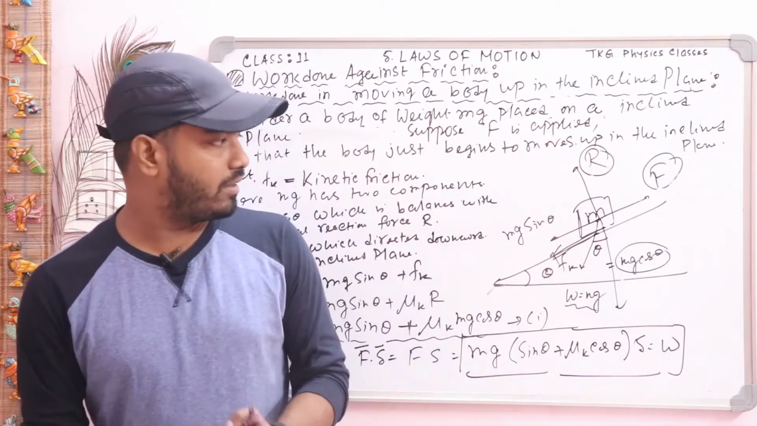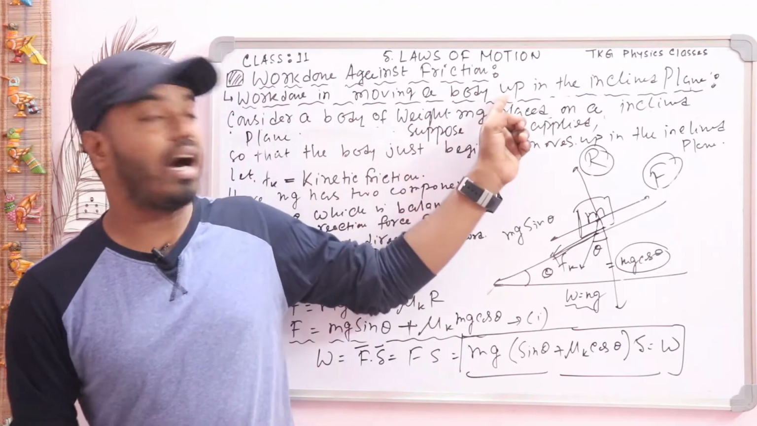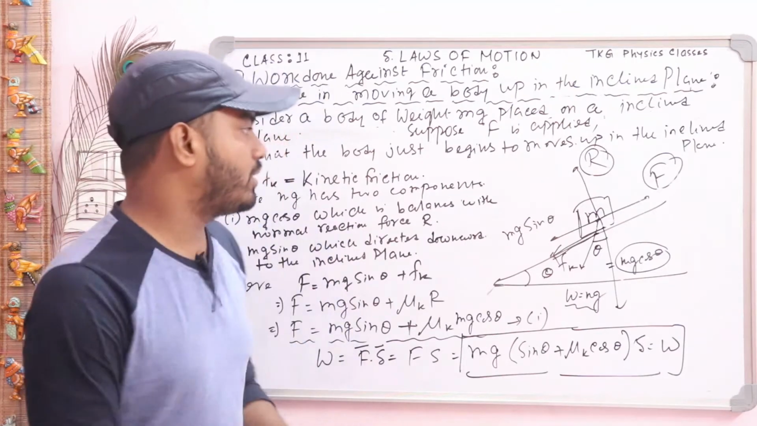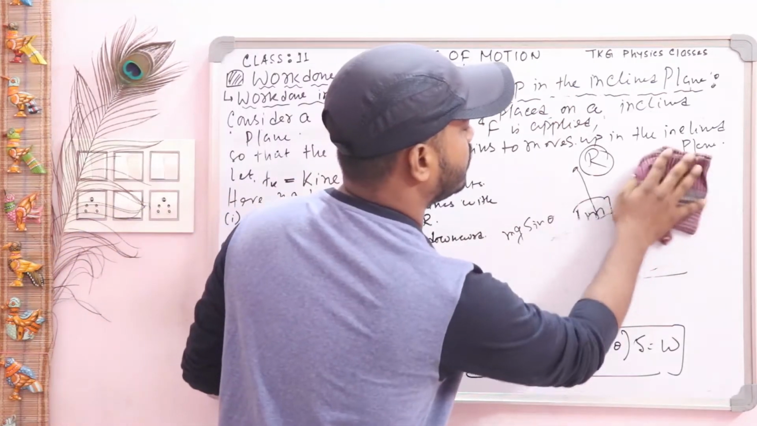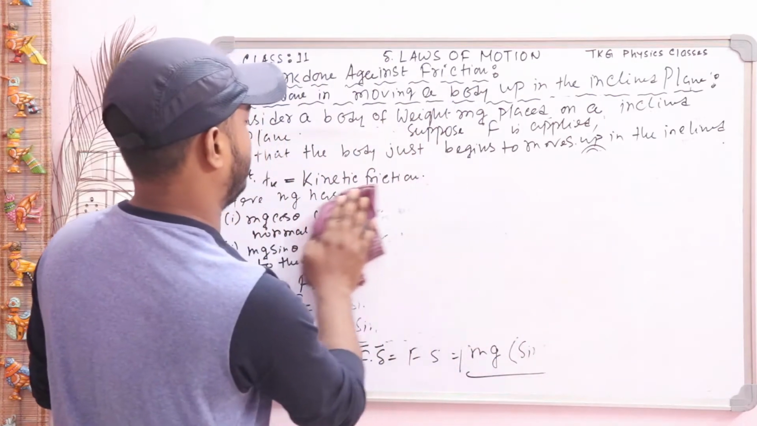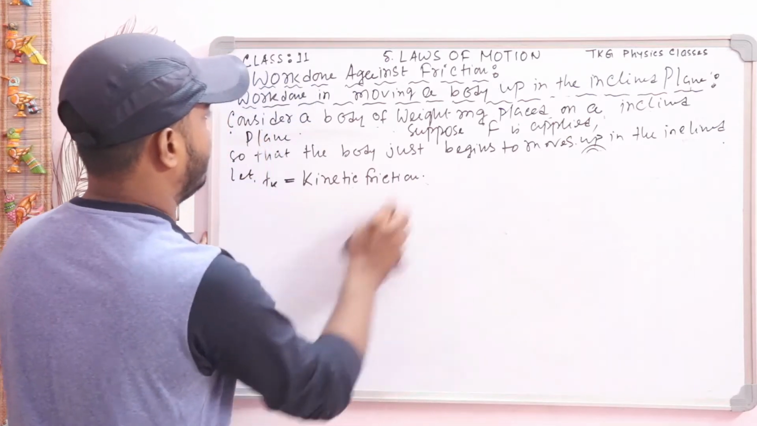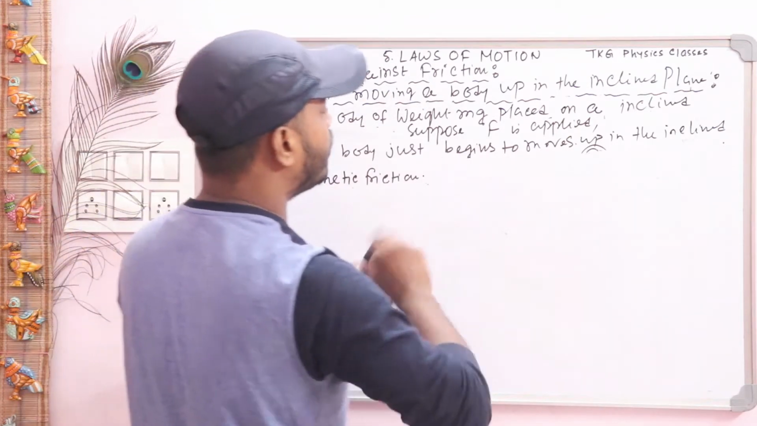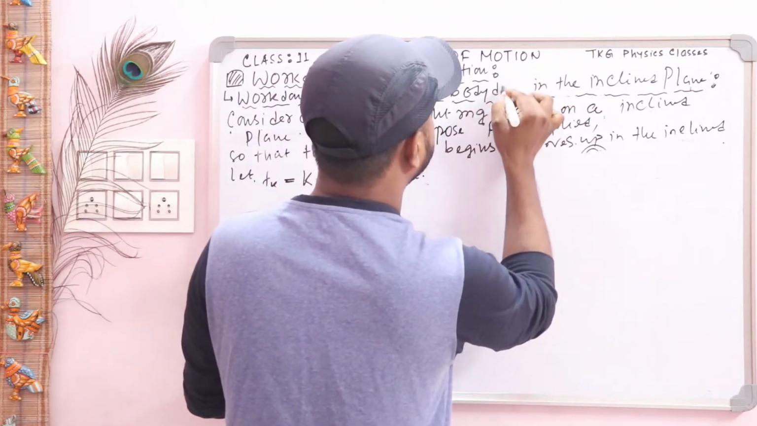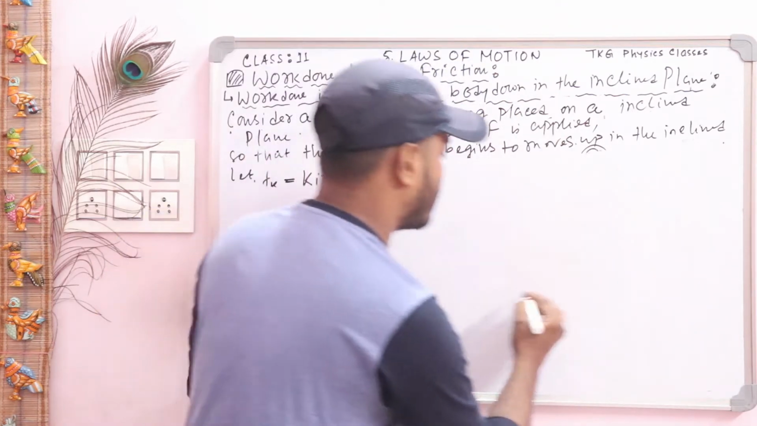Now the third part: we will derive the expression of work done in moving a body not up but down the inclined plane. Right, our third point. You write here: work done in moving a body down, not up, the inclined plane. At first draw the diagram.